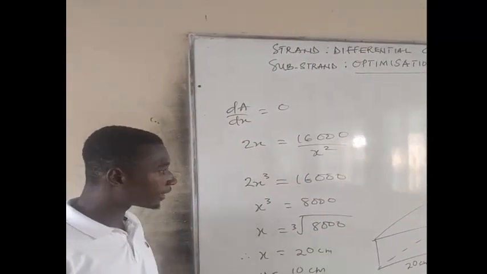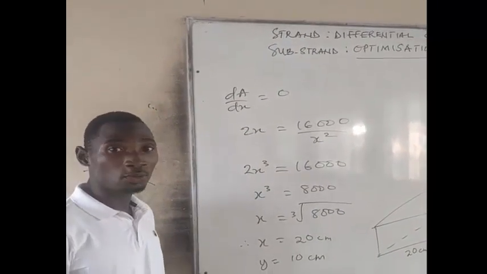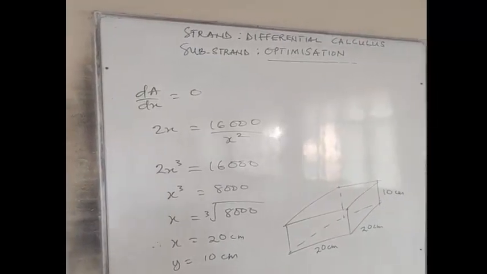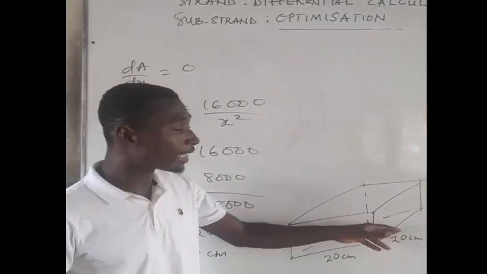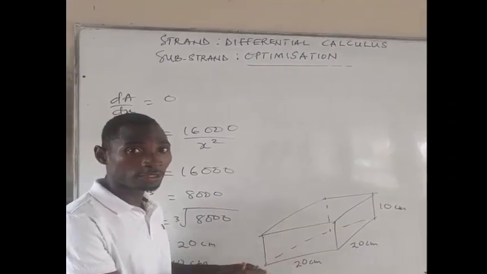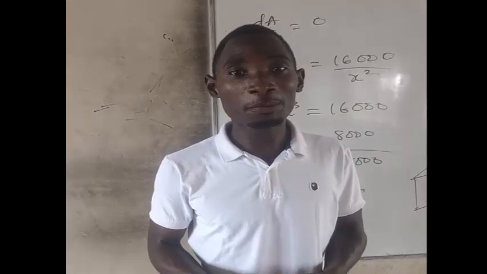If x is 20 centimeters, by all means, my y is equal to 10 centimeters. So therefore, if I want to have the minimum surface area, these are supposed to be the dimensions of my box. Let's meet some other time for more examples.